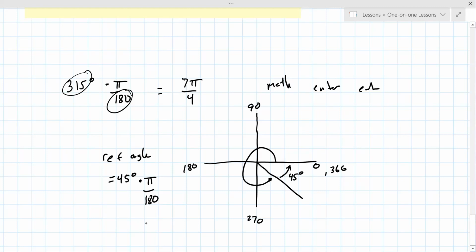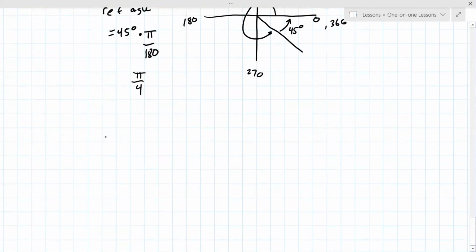Pi over 4, yeah. Great. Okay. Now let's find a coterminal angle. So how do you find coterminal angles with, say, 7 pi over 4? There's two options. You can either add 2 pi or you can subtract 2 pi.